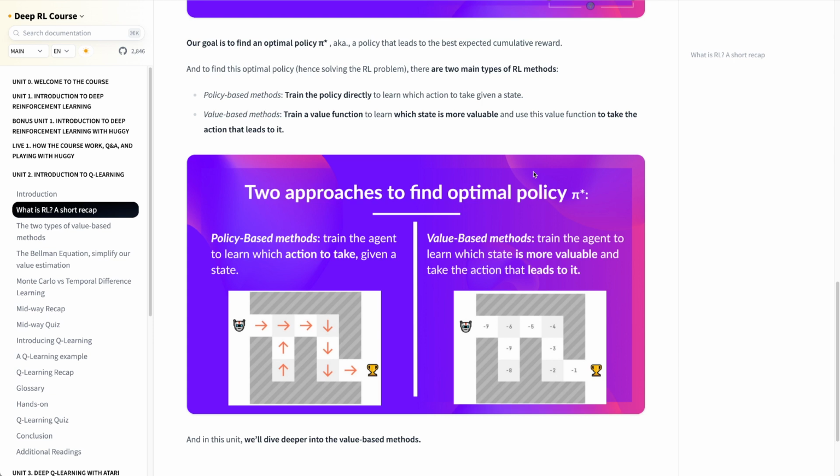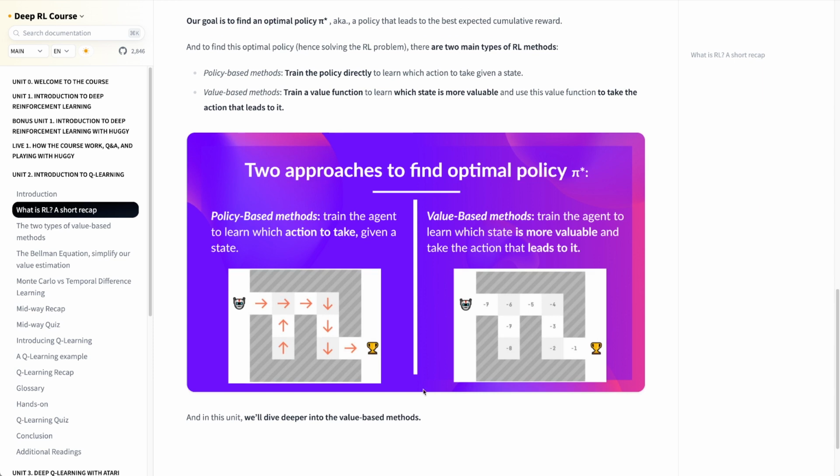Two approaches to find optimal policy pi. Policy-based methods train the agent to learn which action to take given a state. Value-based methods train the agent to learn which state is more valuable, and then, using this information, take the action that leads to it. So I think intuitively, at least for me, it's not very clear what the differences are, because it seems like for the policy-based methods, we still need to know the value of certain states. So it seems like the way it's defined, it doesn't really talk about the value yet.